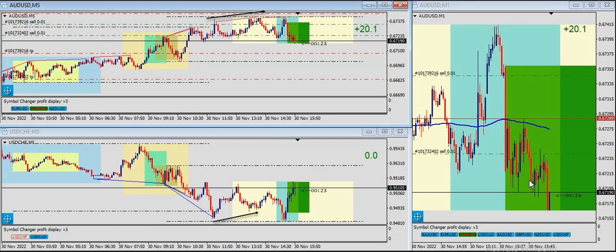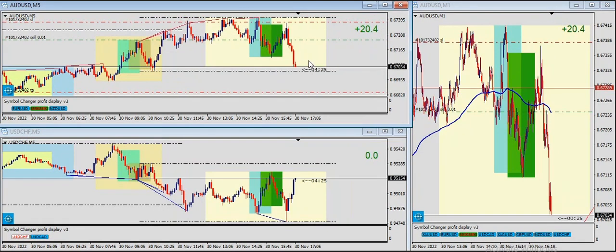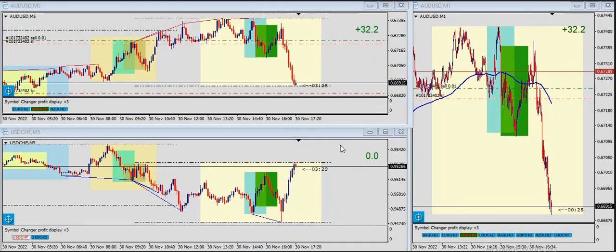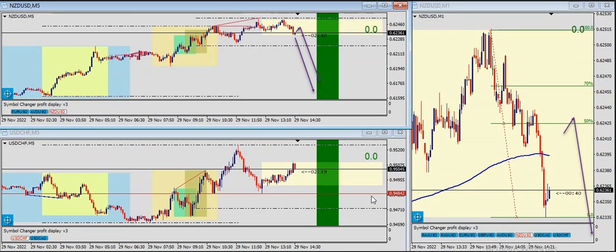So as price dropped below these two, I closed the one with the higher lot size. So that was how price continued to drop and cleared the take profits, all of them. You see that? Awesome. So this strategy is very simple to use. Now let's look at this.